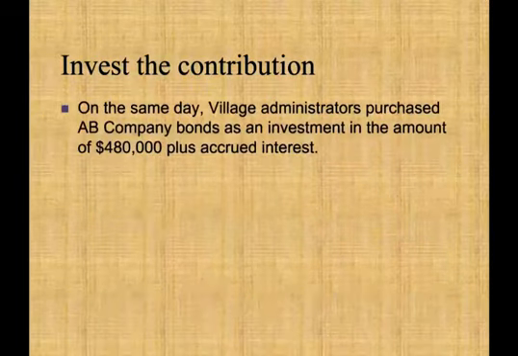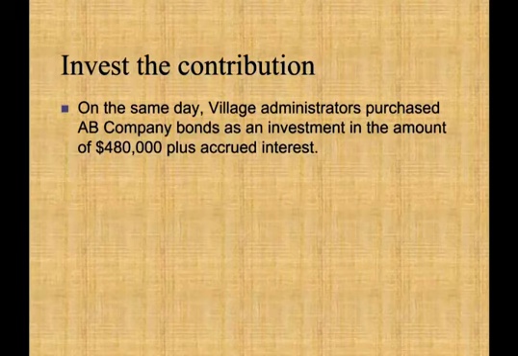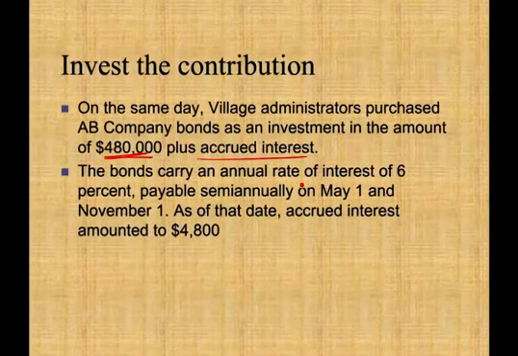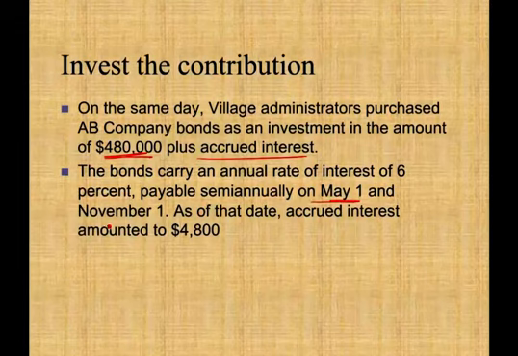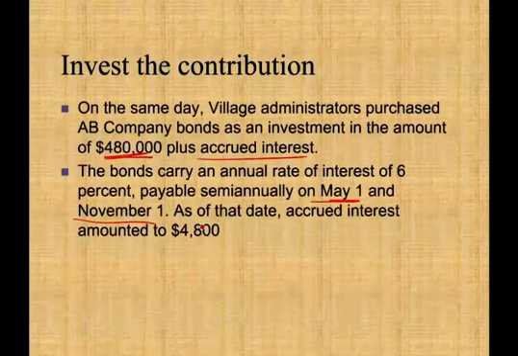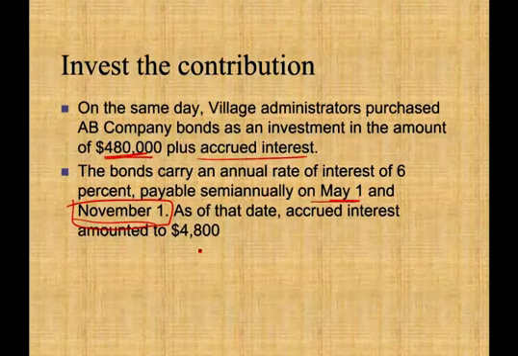On the same day, the village administrator purchased a bond as an investment in the amount of $480,000 plus accrued interest. So the bond had some interest accrued, therefore we bought the bond and we purchased the interest. The bond carried an annual rate of 6% payable semi-annually on May 1st and November 1st. So when did we buy it? We bought the bond at the beginning of the year, but it accrued some interest, remember, because the last time it paid interest was November. So it accrued interest for full November and full December. That's why we have 2 months' worth of interest, which is worth $4,800.